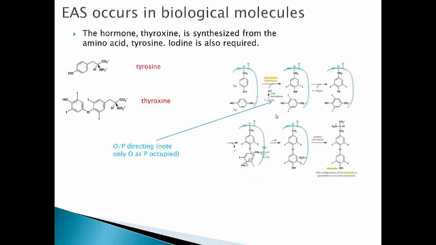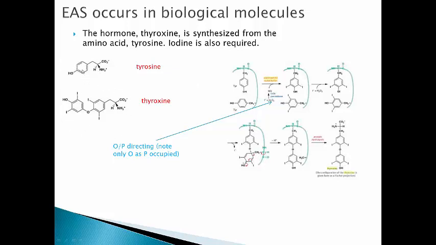Okay, so electrophilic aromatic substitution occurs in biological molecules. An example is the hormone thyroxine, which is synthesized from the amino acid tyrosine, and it needs iodine for this to occur, hence why iodized salt is so great for you. I know it's a little bit blurry, but if you can bear with me on this, this is what our tyrosine looks like, and this is what our thyroxine looks like.